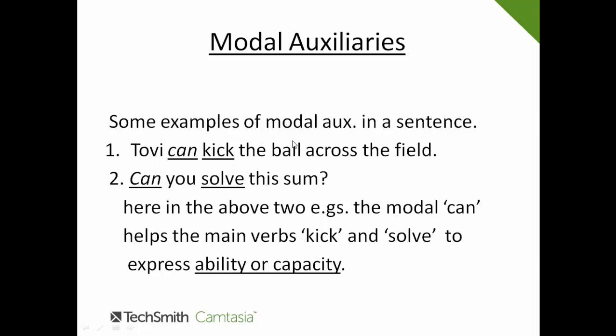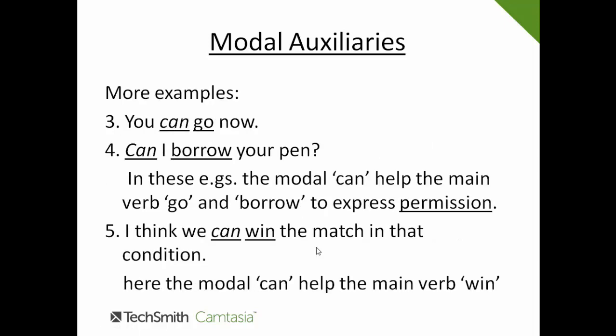Here it is Tovi's ability of kicking the ball across the field. In the second example, it is expressing capacity. The modal verb can helps the main verb solve to express the ability or capacity to solve the sum. We will have a couple of examples in the textbook, which I advise you to go through, for more examples.